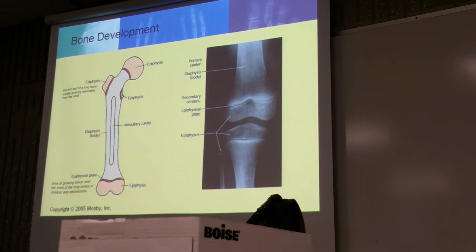Bone development happens in two different places. Primarily, it happens at the shaft or the diaphysis of the long bone. And then at the ends of the bones is where you're going to find your epiphysis. Or particularly, the epiphyseal plate or the growth plate is where some of this bony growth occurs.